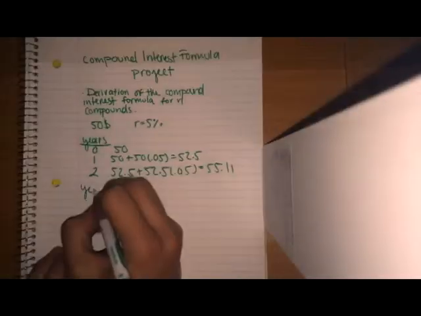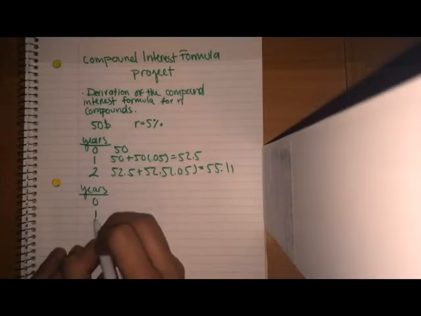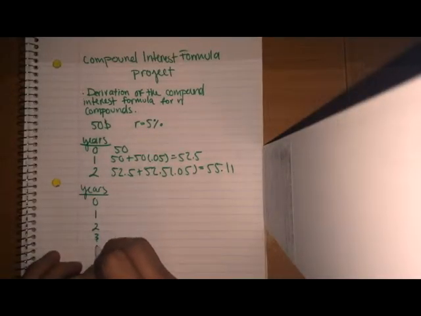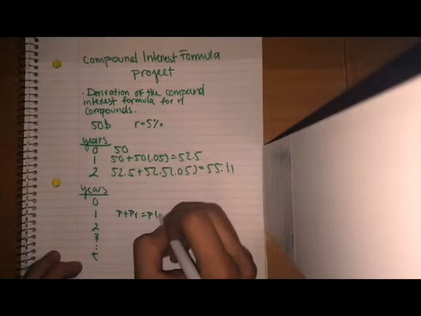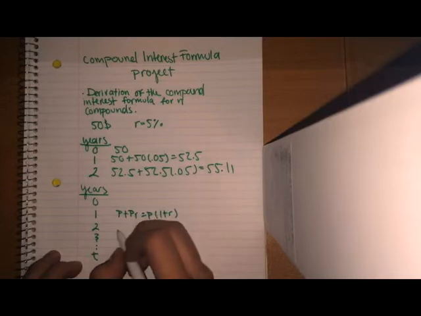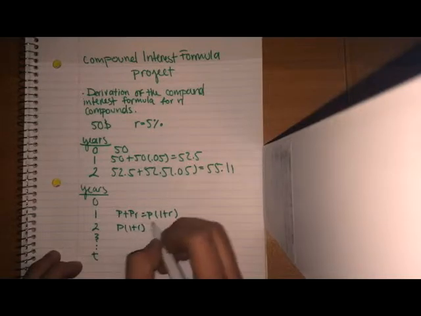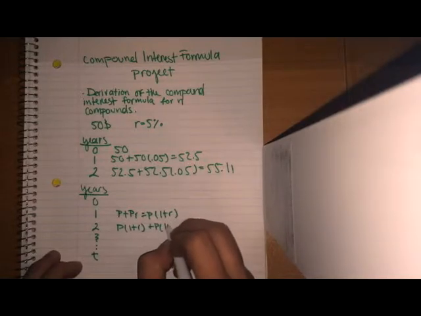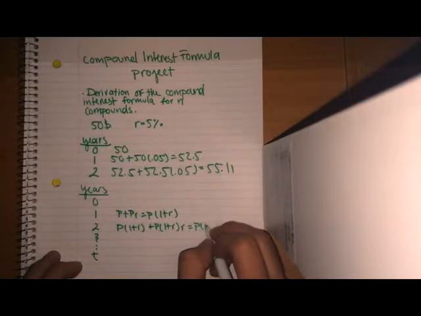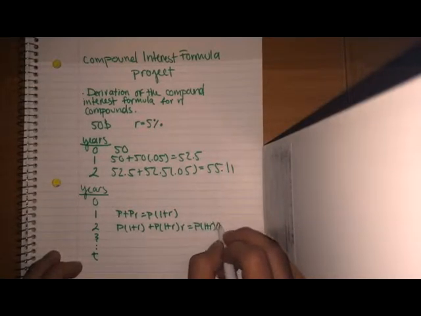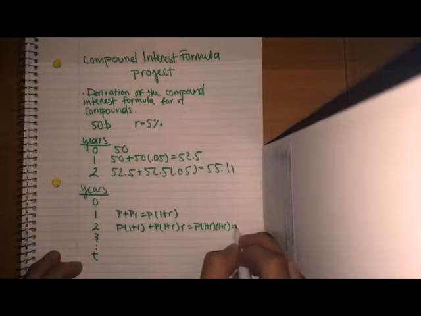Now let's substitute these numbers with variables. We will replace the principal amount $50 with P, and we will substitute the rate 5% with R. We can factor out a P, which will result in P times (1 plus R). In 2 years, you will have what you had the previous year, P times (1 plus R), plus the rate of that, resulting in P times (1 plus R) plus P times (1 plus R) times R. When you combine them, it equals P times (1 plus R) times (1 plus R). Simplifying even further will equal P times (1 plus R) squared.